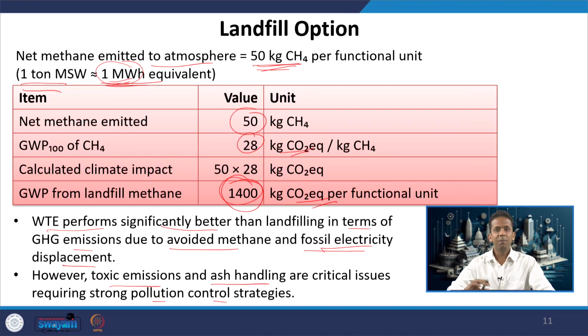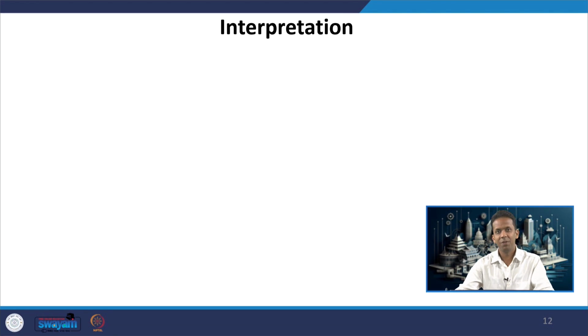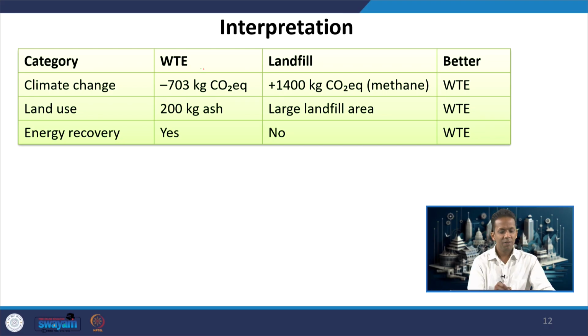Now, this comparison against landfilling can be considered one of the parts of our last phase, which is interpretation, right. So, if we have to compare waste to energy with landfill on the basis of climate change, land use, and energy recovery, in all the cases waste to energy seems to be better. In terms of emissions we have already seen minus 700 plus 1400. So, there is a substantial benefit in the category of climate change or global warming potential.